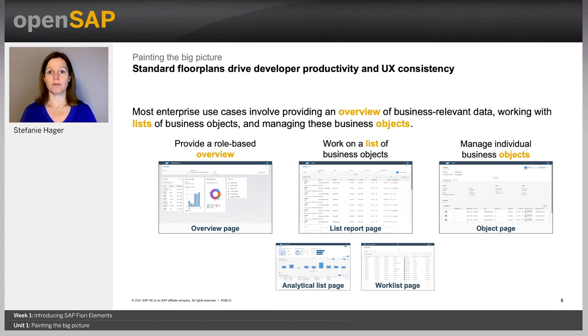and this is made for filtering and sorting a large set of items, and also allows the user to navigate to an object page to provide further details on a specific item. There's also two variations of the list report. There's the analytical list page with additional analytics capabilities, so the charts and the visual filters you saw in the booking analysis app earlier. And there is the work list, which is optimized for processing a list of tasks. This one we won't have time to cover in this course.